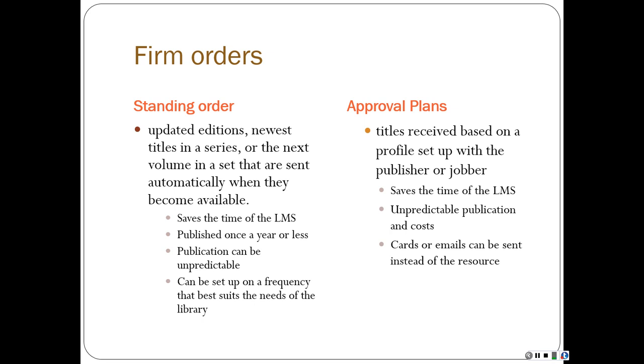However, it is more difficult to know how much to set aside as it's unknown what's going to be published that fits the profile every year. Setting up an agreement with a vendor to ship a library all the Caldecott and Newbery Award-winning books is an example of an approval plan. This is a good way to fill gaps in the collection with current resources. The profile could be tailored to fit a specific subject area and age or grade range.